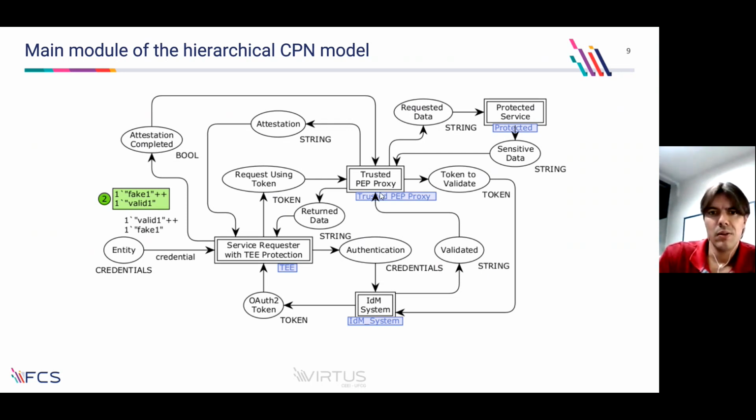Once it is valid, the TPEP will start the attestation process. The attestation process, once it is successful, will return to the TPEP. The TPEP will then forward the request to the protected service, and the protected service sends back the sensitive data to be processed inside the trusted consumer.